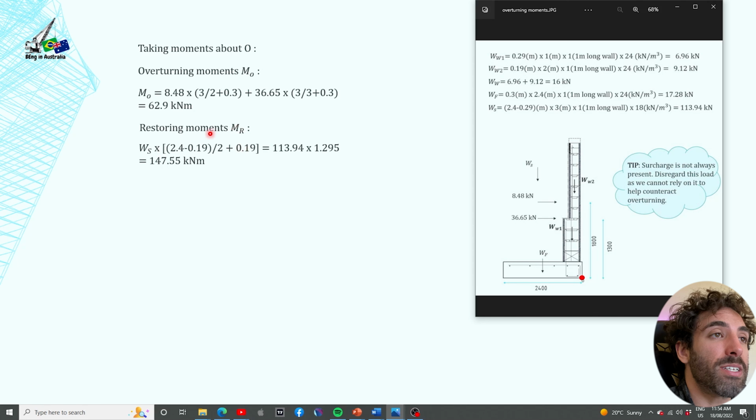Now the restoring moments, MR, we're going to use the self-weight of the soil times 2.4 minus 0.19, which is the thickness of the wall here. I'm just disregarding that we have different thicknesses, so I'm just using 0.19. We're going to divide that by 2, it's the distance from here up to here. And then we add 0.19. That's going to give us the distance up to the point O.